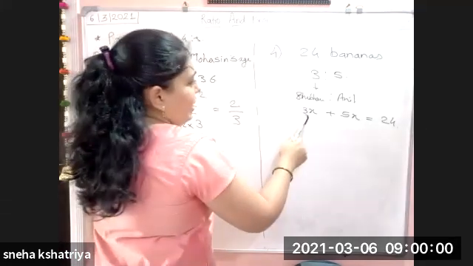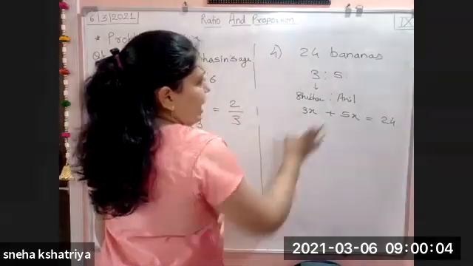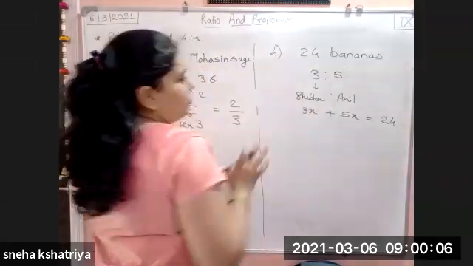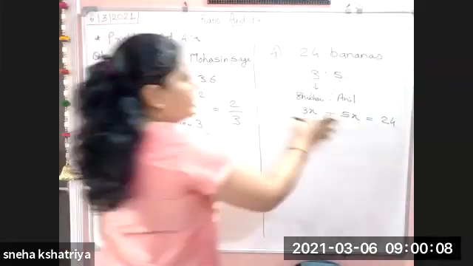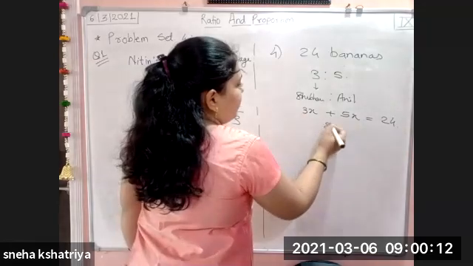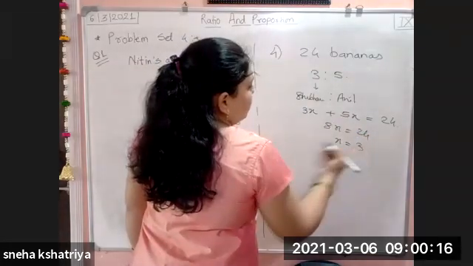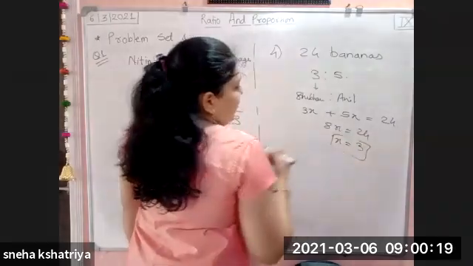Shubham 3x, Anil 5x, their addition becomes 24. As this is rough work, you don't have to write it down properly. Just do it as fast as you can. So 3x plus 5x becomes 8x, which is equal to 24. So x is equal to 3.